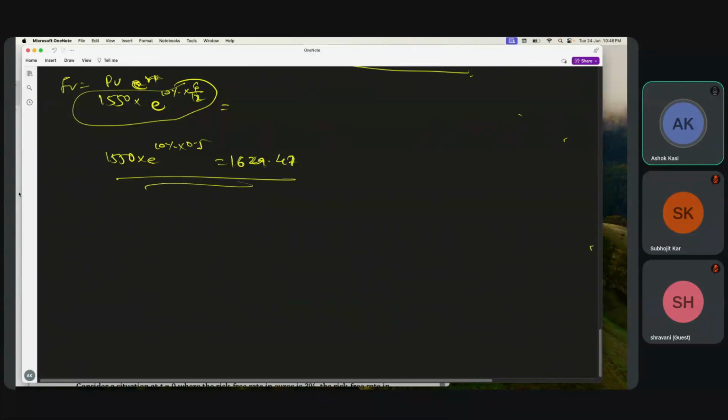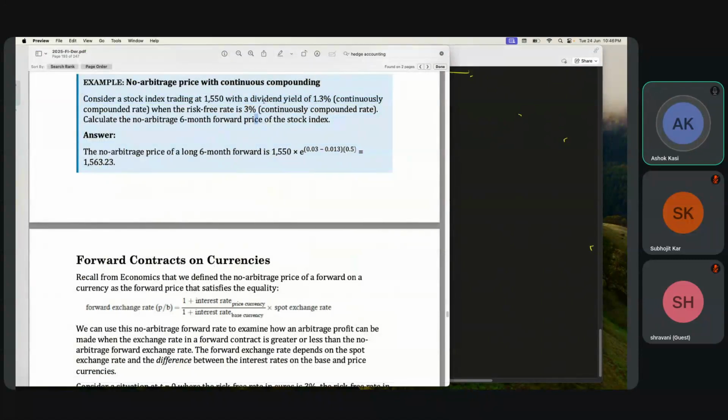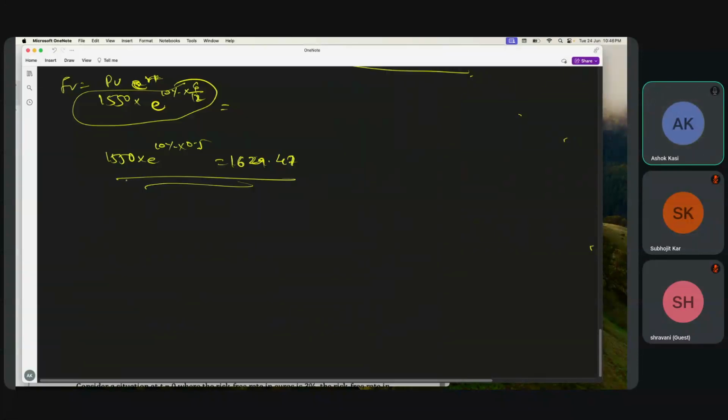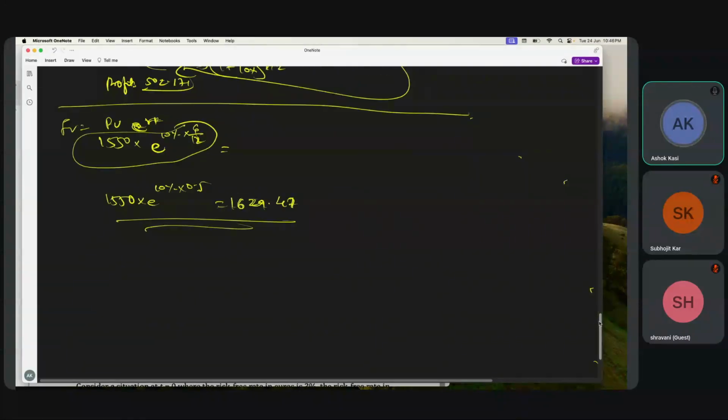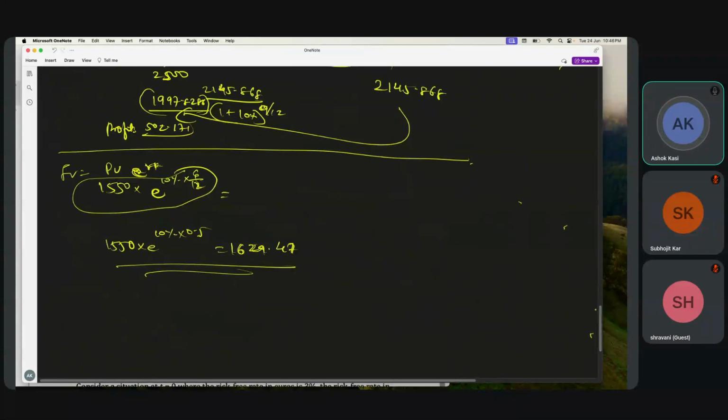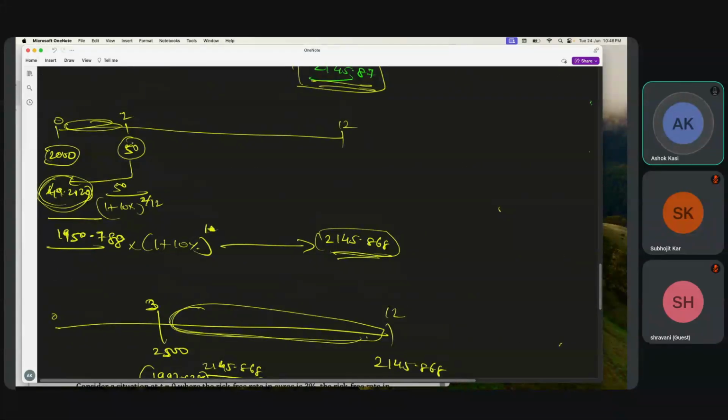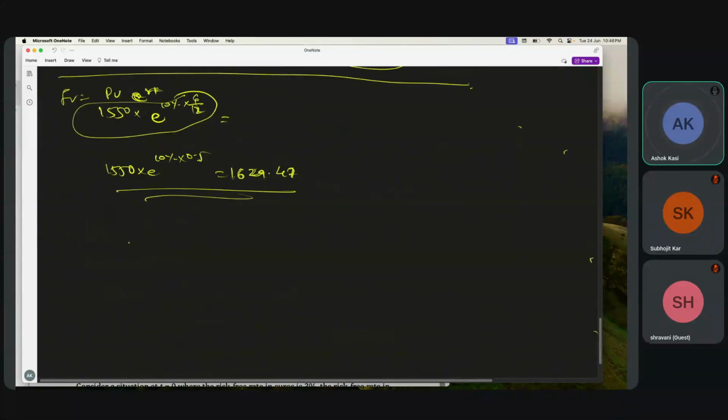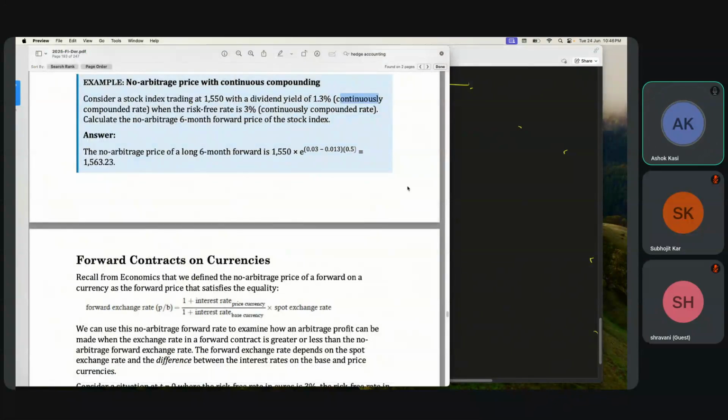Okay. Now the question is changing here. The question says there is a dividend yield also in between, so some dividends they are also getting. Now it is continuously compounded, so can you understand that we are supposed to reduce, just like we are reducing the amount here? So what will I do here? 1550 into e raised to 10 percentage. From this percentage, I am going to reduce.